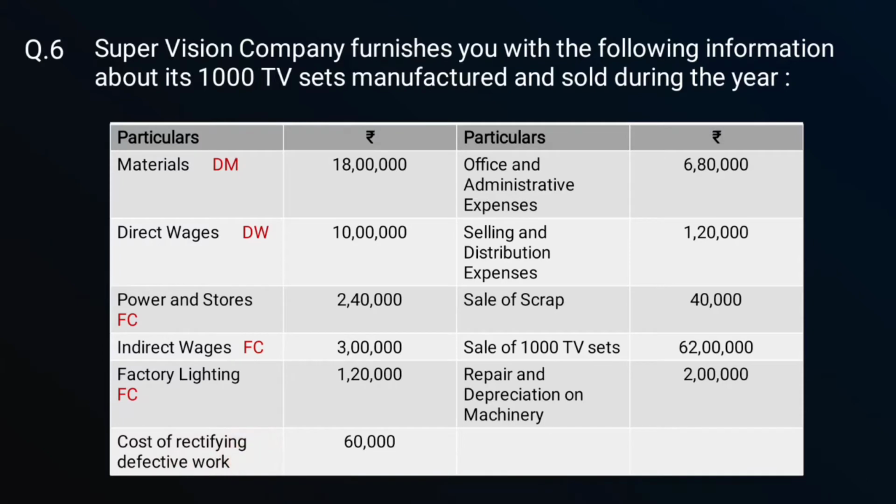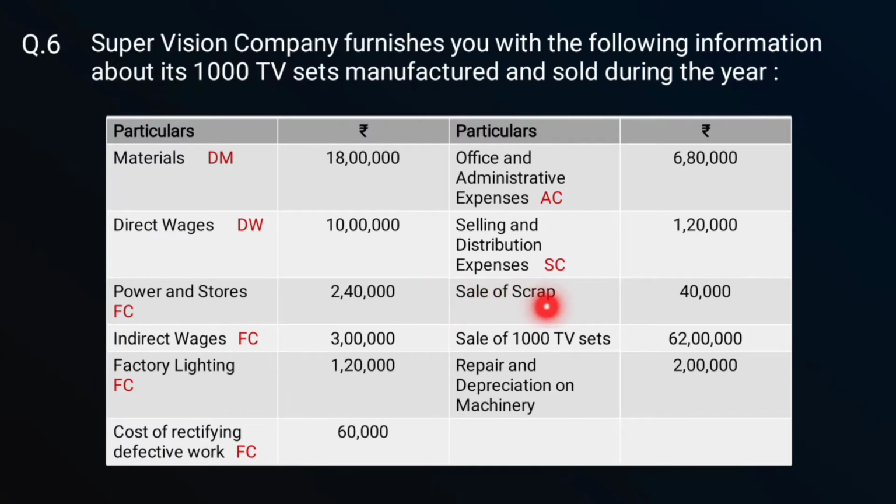Next, cost of rectifying defective work is given as 60,000. So we'll mark it as FC. Next, office and administrative expenses is given as 6,80,000. So we'll mark it as AC, that is administrative cost. Next, selling and distribution expenses is given as 1,20,000. So we'll mark it as SC, that is selling cost.